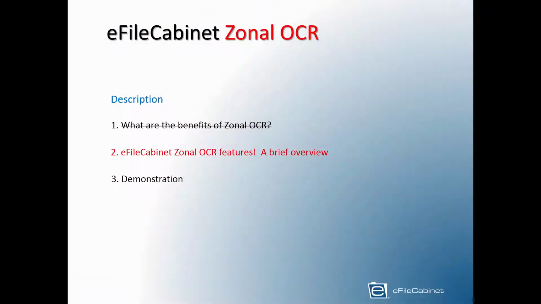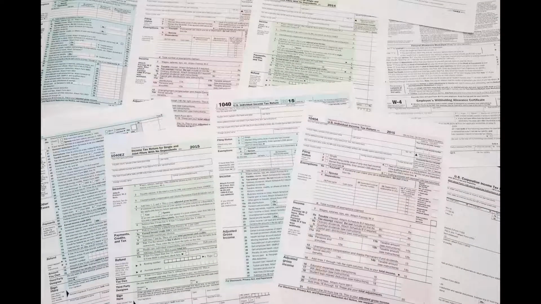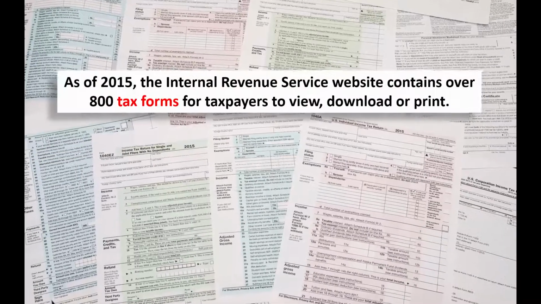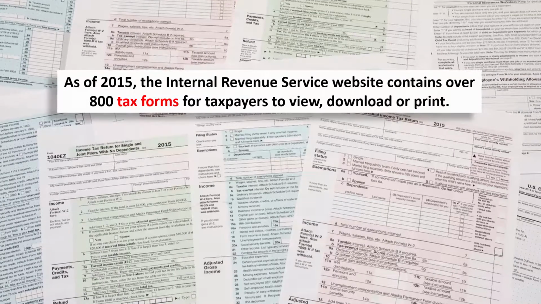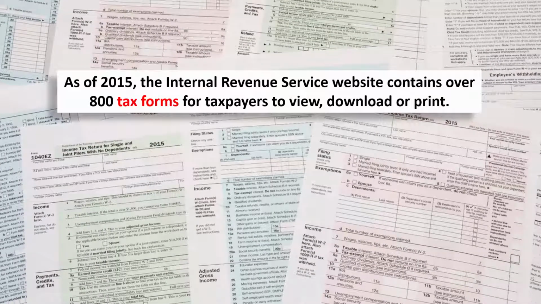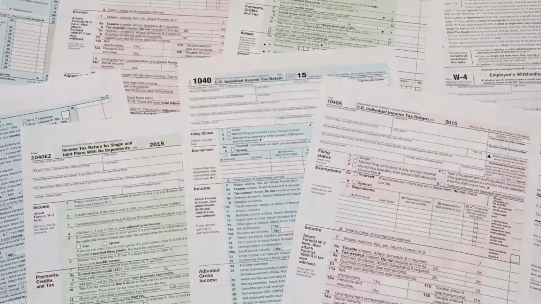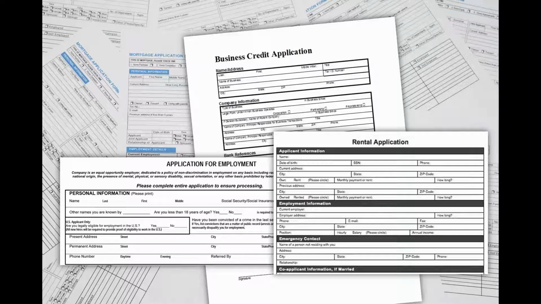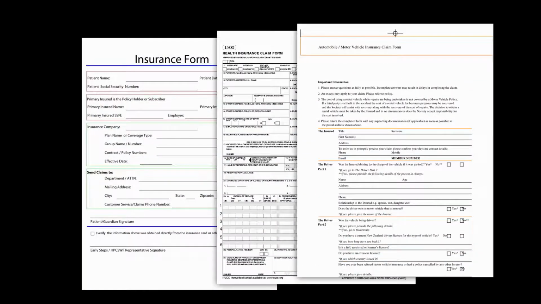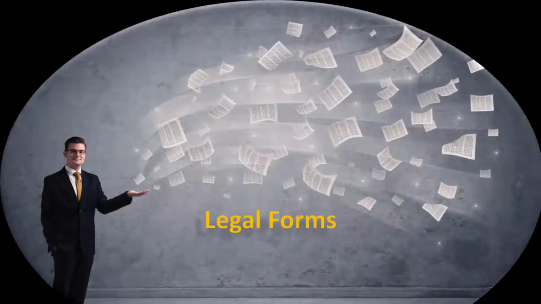Okay, so the next thing we're going to talk about is the brief overview of the features of eFileCabinet Zonal OCR. And then there are the forms. There are so many different kinds of forms in different industries. And just in the tax industry, as of 2015, the Internal Revenue Service website contains over 800 tax forms for taxpayers to view, download, or print. There are also countless numbers of other forms, application forms, for mortgages, for employment, for rental, for business applications. Then there's insurance forms, and there's thousands of different legal forms out there.